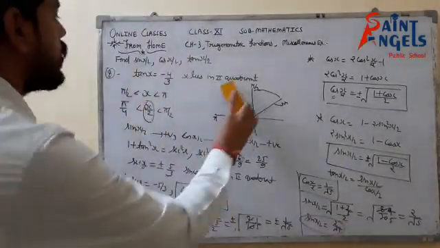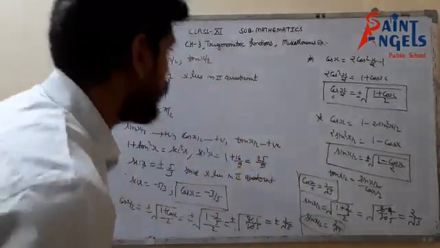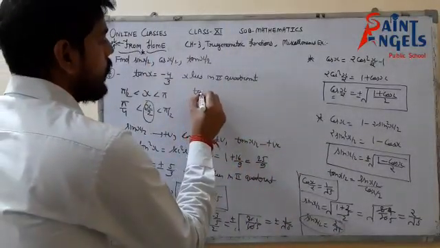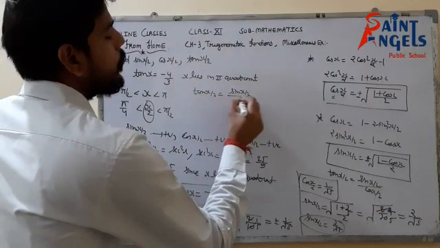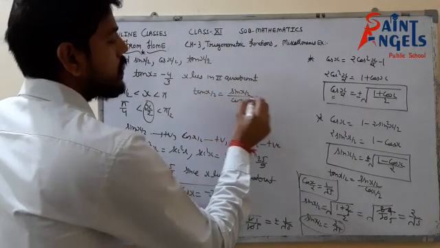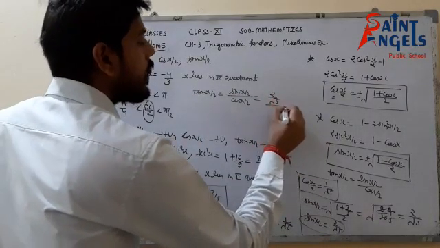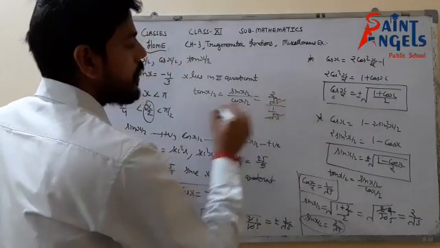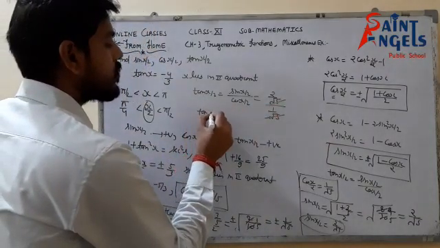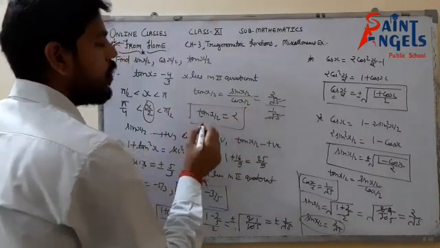So I am just finding out the value of tan x by 2 over here. So tan x by 2 is equal to sin x by 2 upon cos x by 2. So sin x by 2 is 2 upon under root 5 and cos x by 2 is 1 upon under root 5. So that would be cancelled out. So hence tan x by 2 is equal to 2, the answer.